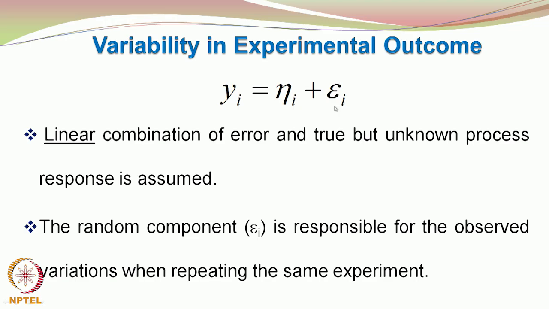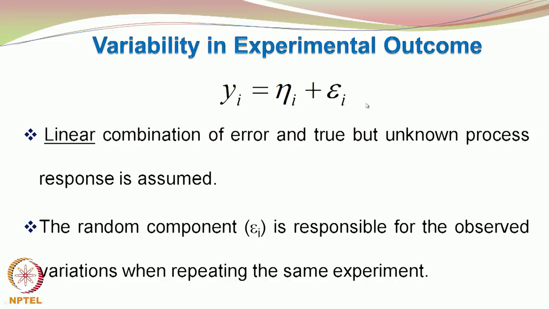Let us take a simple case where you have the response for the ith run, y_i, that is equal to eta_i plus epsilon_i. For a moment, imagine that epsilon_i is 0. What is epsilon_i? Epsilon_i is the random error component. If it is 0, then when you repeat the experiment, assuming that all the components in your experimental setup are working perfectly, you will get the same response. But because of this random error component, you are having different responses when you repeat the experiments.